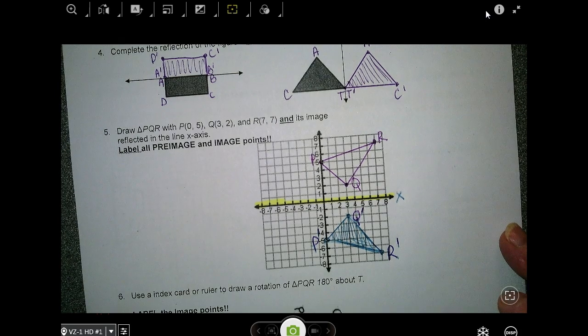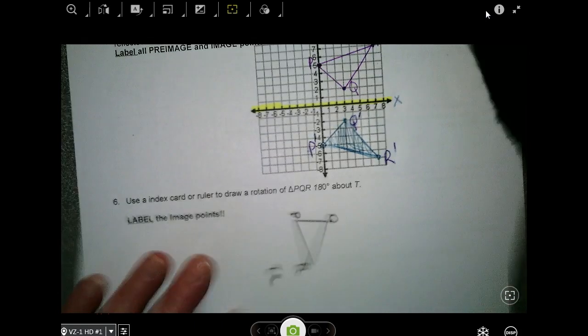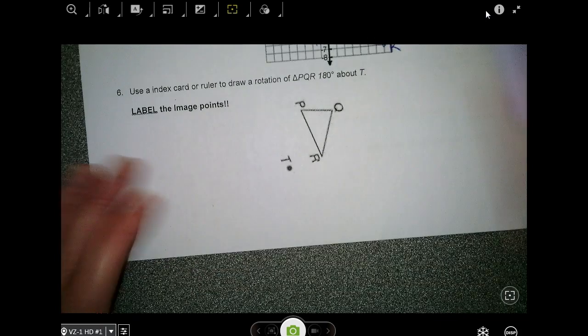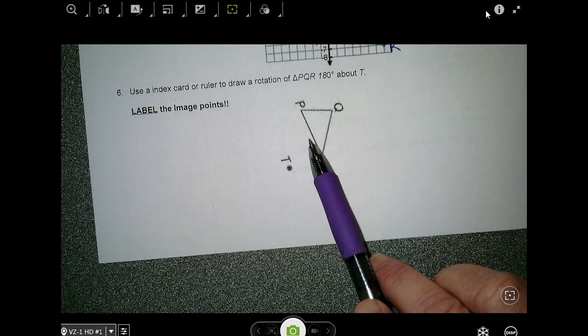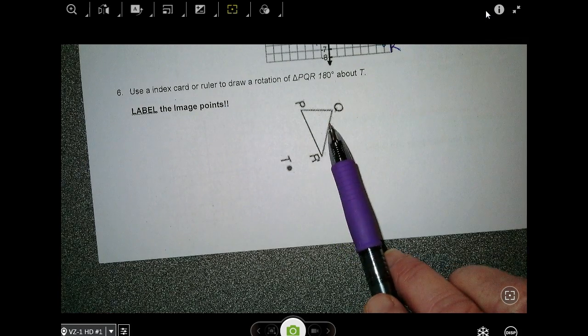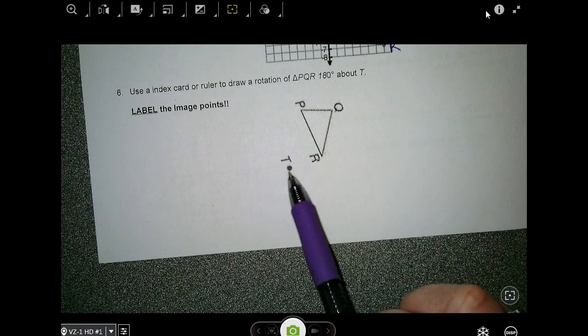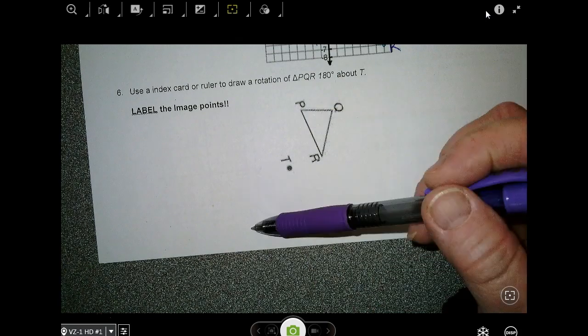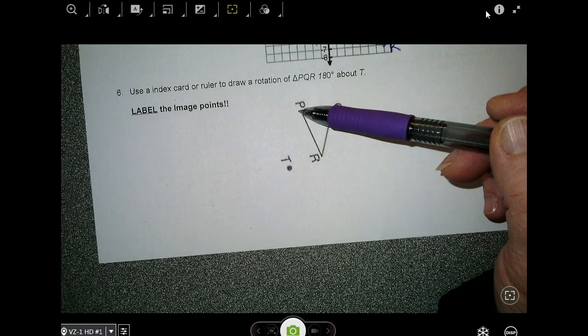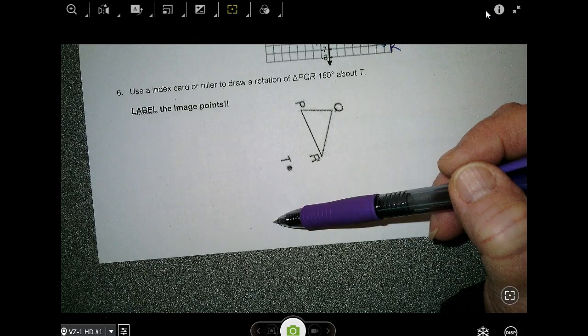Okay, now here's the one we found probably a little more difficult than this, right? And that would be rotating. I want to rotate, and I'm going to think about it before I do it. Okay, I want to rotate the triangle PQR about the point. The center of rotation is point T. You're going to be going counterclockwise because we decided all our rotations would be counterclockwise unless otherwise stated.